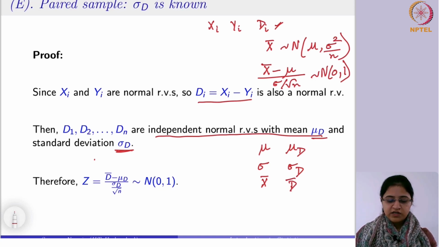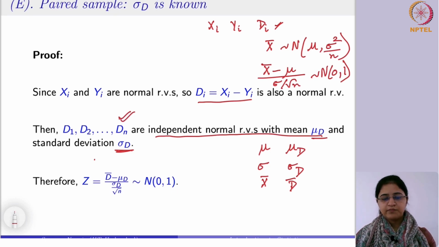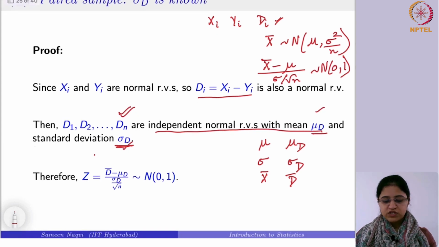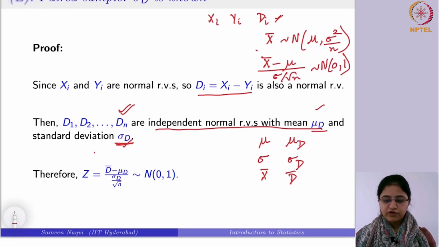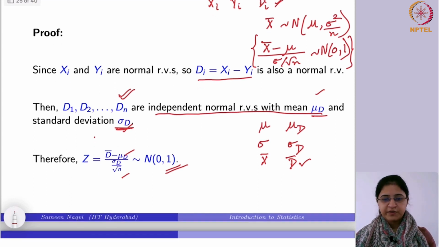Now you have di's on a single sample that is coming from a normal population. Mean is given, variance is given. So you can simply use this result which we have already obtained, that x bar minus mu by sigma by root n follows normal 0, 1. So instead of x bar, you will use d bar minus mu d by sigma d by root n, which then follows a normal distribution with parameters 0 and 1. So it is very easy to see that we have basically transformed the dependent sample into an independent sample.